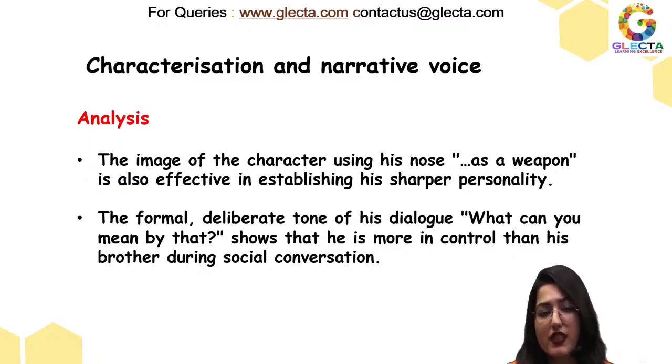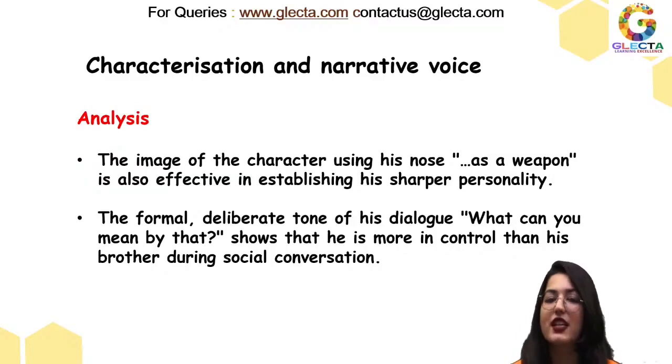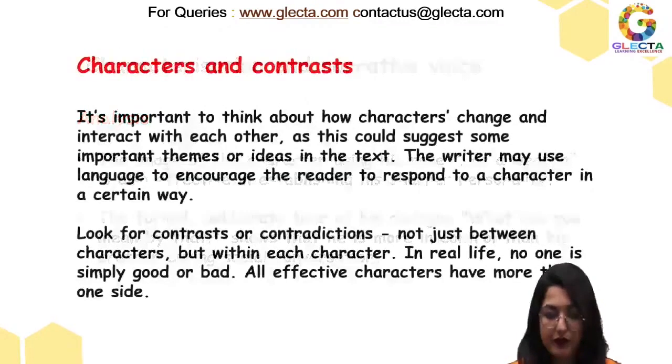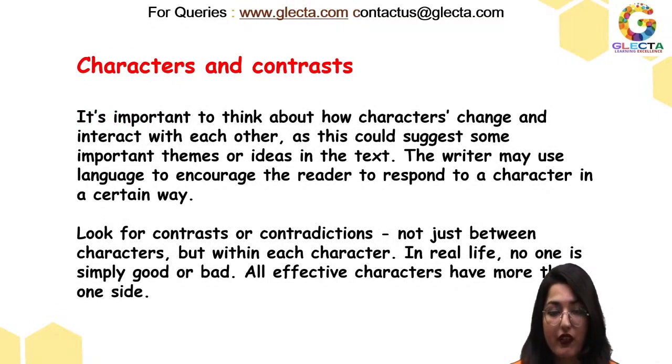Benjamin is very confident about his talking skills, about his communication skills at social occasions. But in contrast, Lewis is underconfident and doesn't feel comfortable. It's more important to think about how the characters change and interact with each other, and how good they are at communication. This could suggest some important themes or ideas in the text, as the writer may use language to encourage the reader to respond to a character in a certain way.